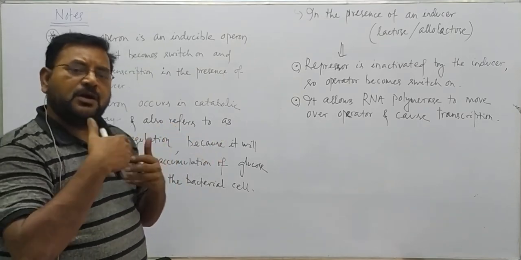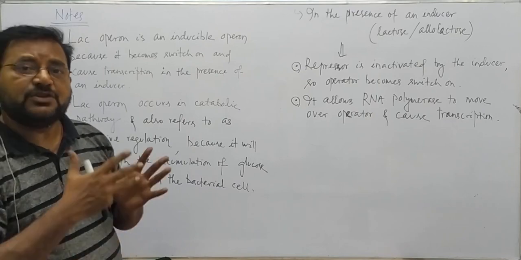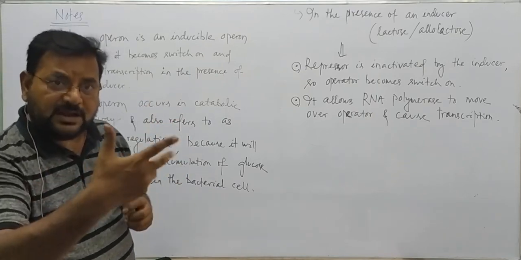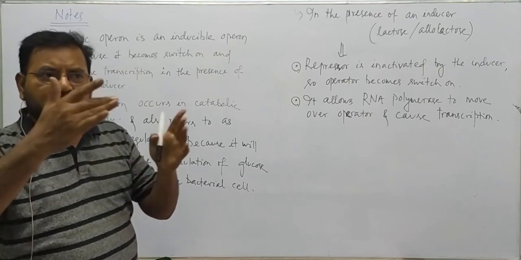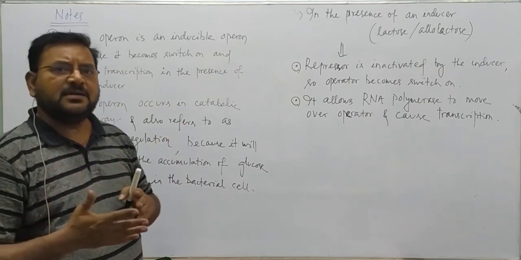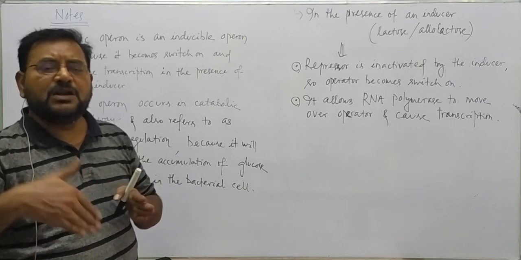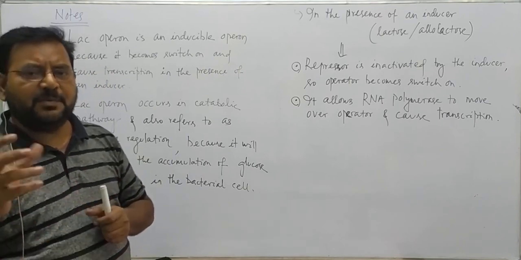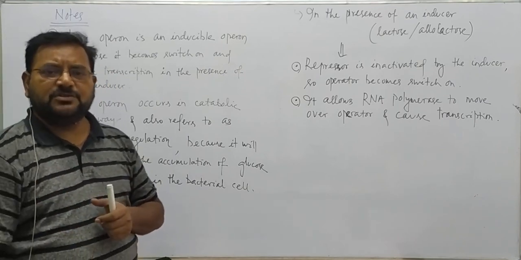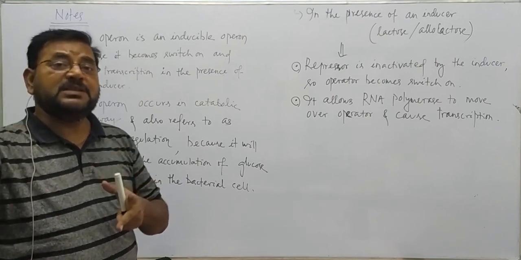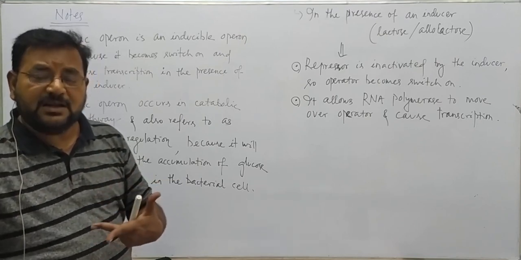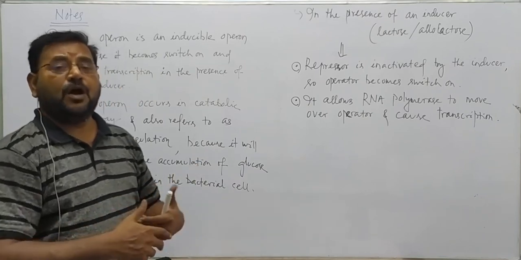The trp operon remains on always, and it will produce the tryptophan amino acid by a series of reactions. So it will produce many enzymes that act in a series manner. Ultimately, the end product is tryptophan. Tryptophan is the amino acid which is utilized in the bacterial cell. But when the tryptophan is accumulated in a large amount, that tryptophan will stop the operon.